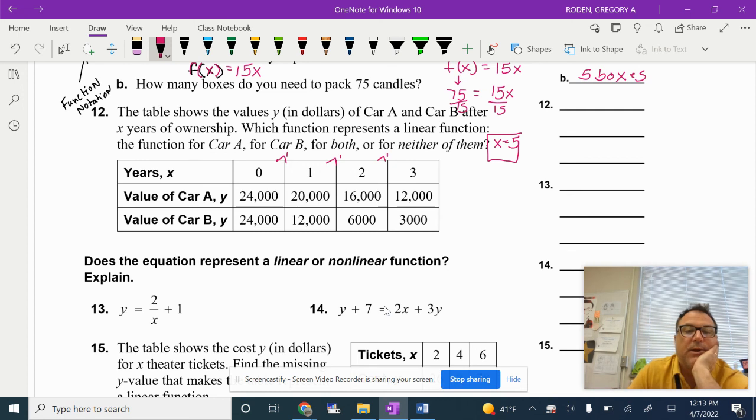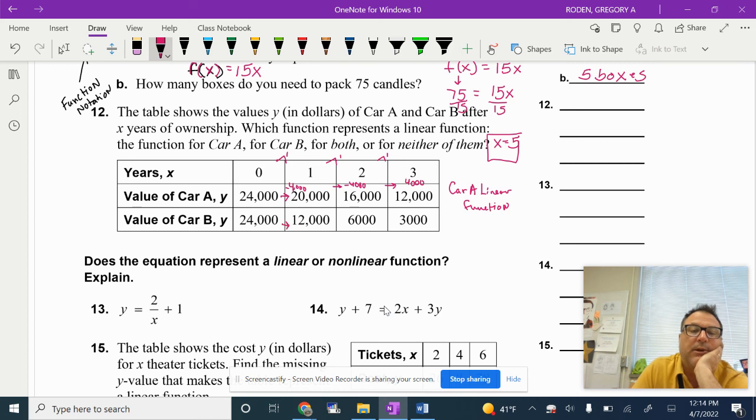Car A, we go from 24,000 to 20,000, right? So this went down by 4,000. And then here, this went down by 4,000. And here, this one goes down by 4,000. So car A is linear. Car A is a linear function. Okay. Now let's see what happens with car B.